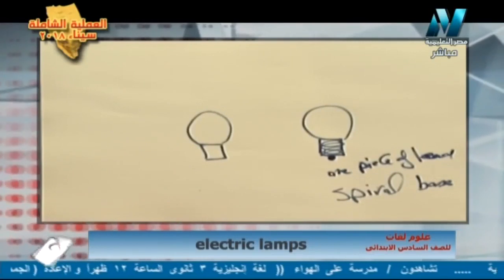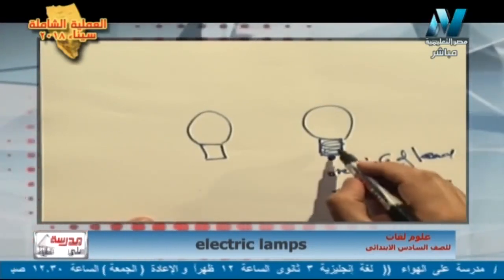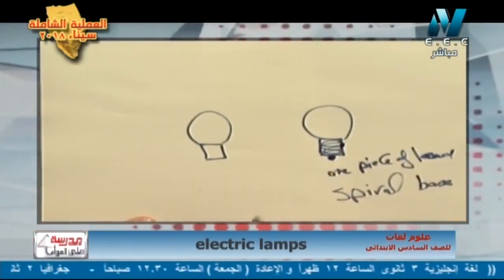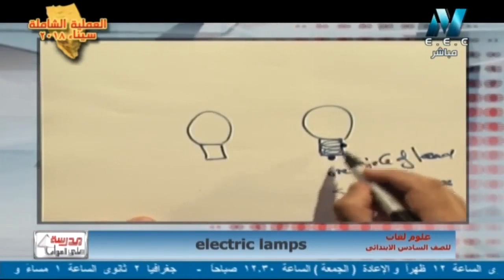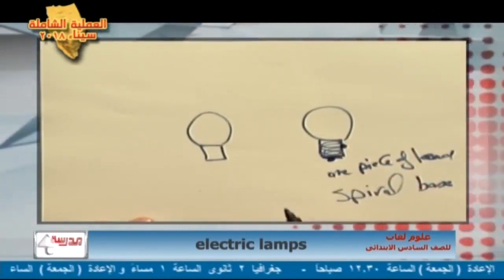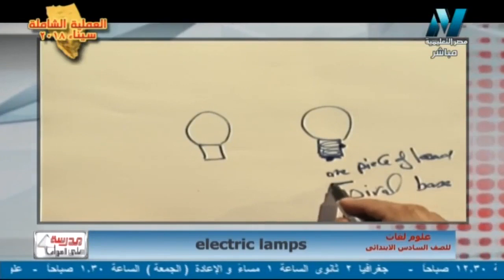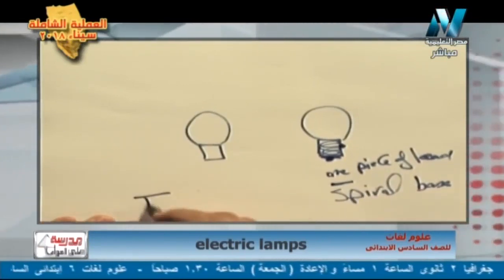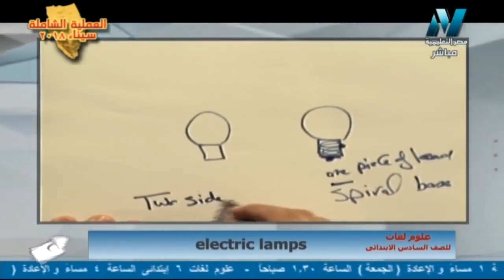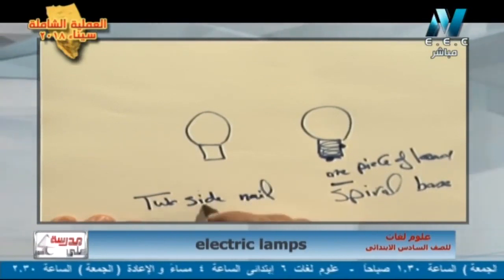How? Electricity surely has two terminals. The other piece will be at the side. The other piece will be here at the side, but I count only at the base, how many pieces? It is one piece only. Okay, so what about the two side nail base?